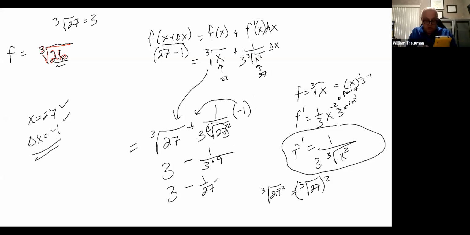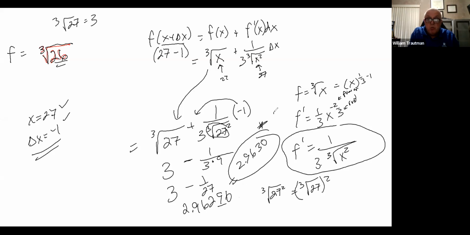I mean, you can go through the whole process, but I'm going to use my calculator. And I get 2.96296. So if I go to 4 decimal places, I get 2.9630. And once again, that's my approximation.